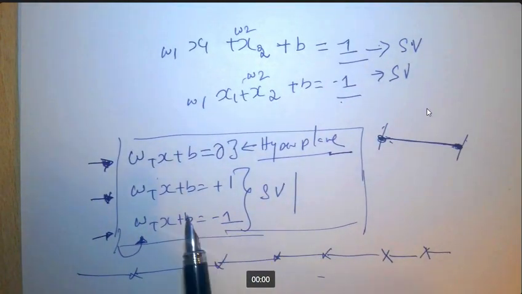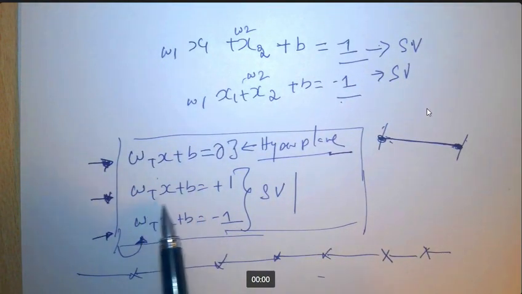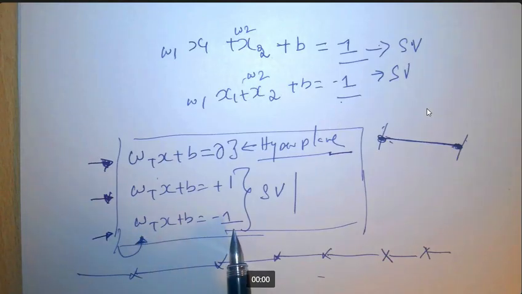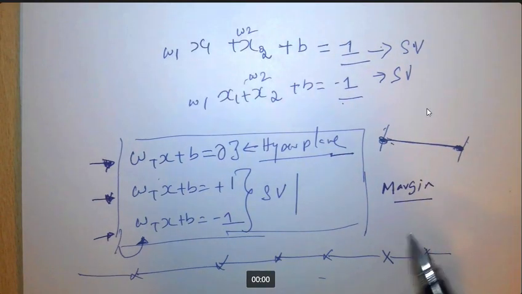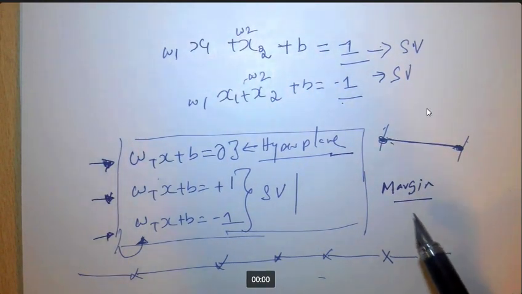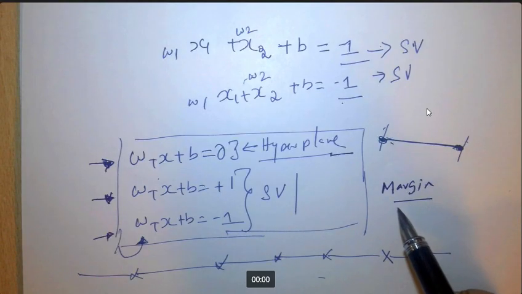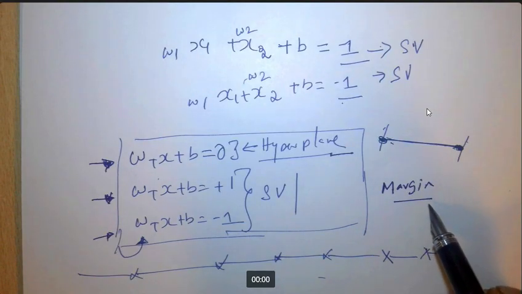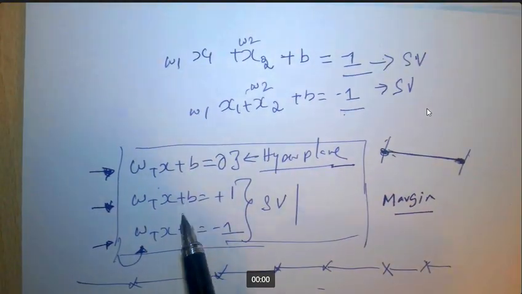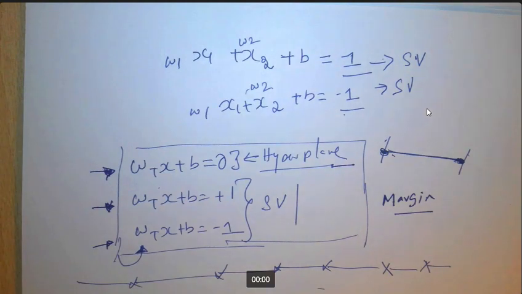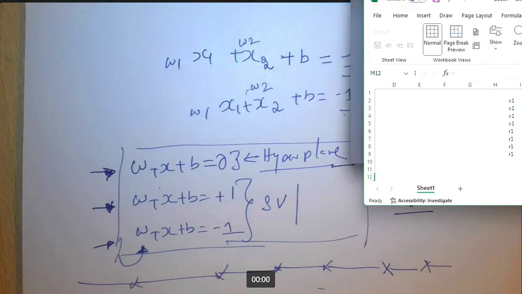Typically the distance between one support vector and the other support vector defines the so-called margin. So probably in this video itself I will do some derivations and show how to calculate the margin mathematically. So you have to remember what these 3 equations mean, only then you will understand. But before that, what I'm going to show you is I did some calculations using Microsoft Excel.